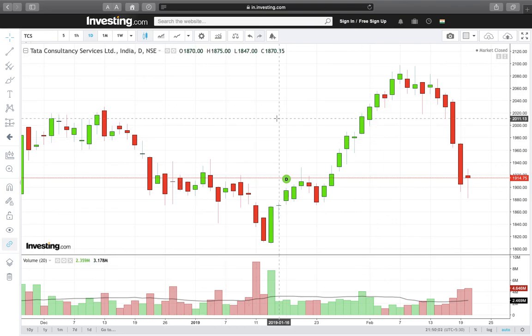So this is really how you can go onto investing.com and look up your favorite stock. I'd highly recommend you go and look up your favorite stocks, play with different types of charts, and have fun with it.